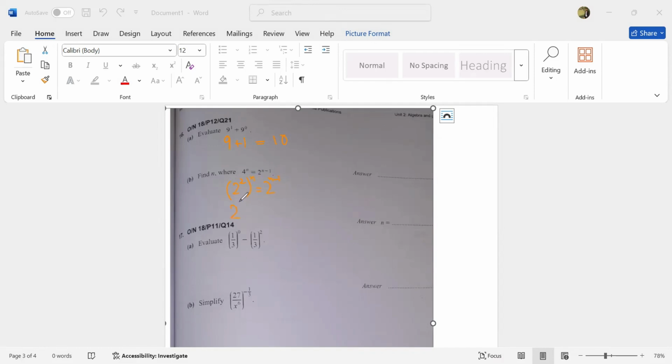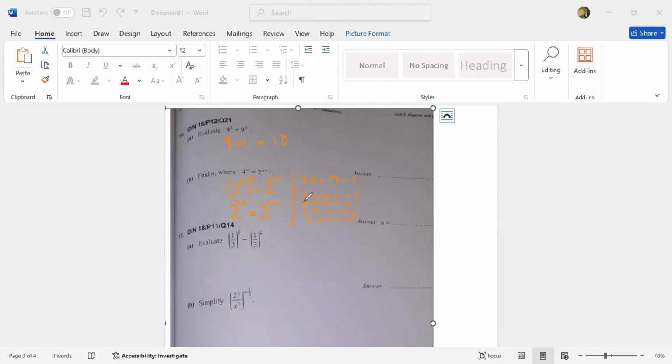So now 2 raised to the power 2n is equal to 2 raised to the power n minus 1. As bases are equal, so we can equate the powers. Means 2n is equal to n minus 1. 2n minus n is equal to minus 1. Means n is equal to minus 1. That is our answer.